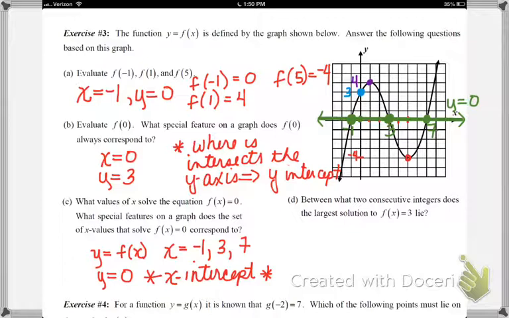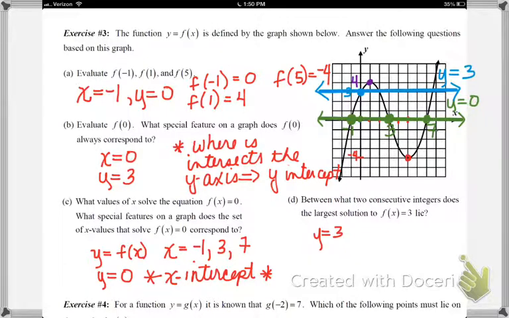Between what two consecutive integers does the largest solution to f at x is equal to 3 lie? Again, we need to graph the equation y equals 3. So a horizontal line at y equals 3. Using a straight edge, let's graph that line. Alright, so I found 3 on my y-axis. And that's y is equal to 3.